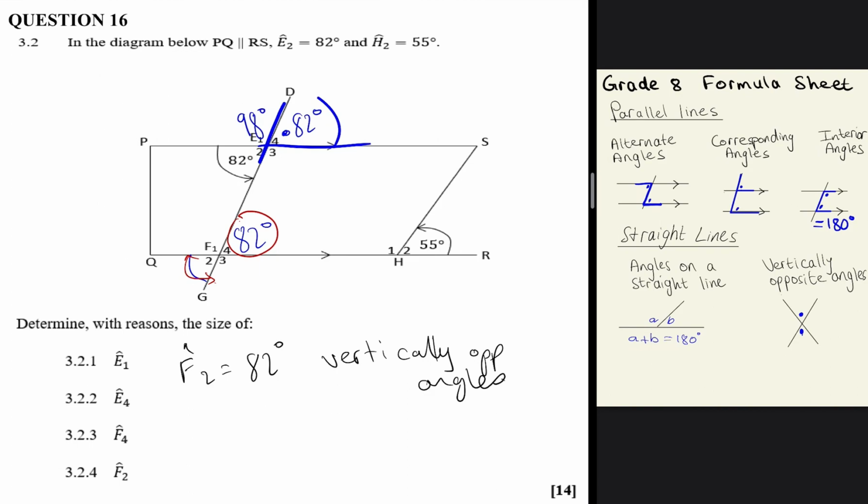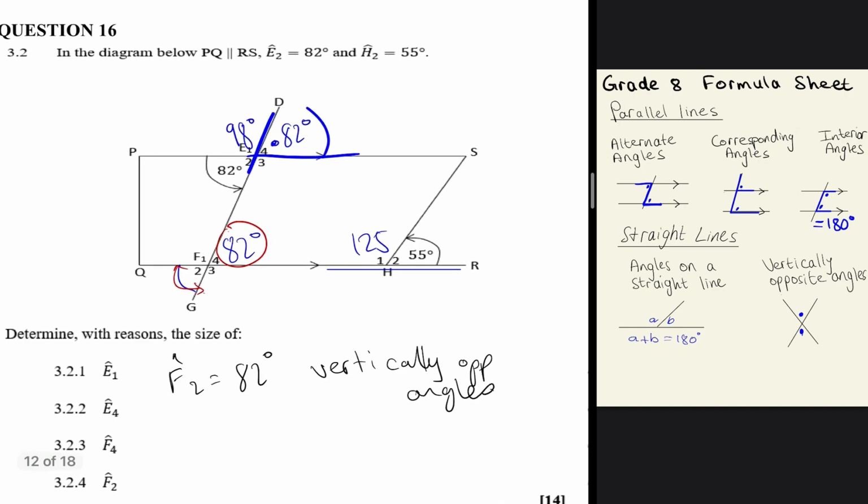They didn't ask H1, but let me just go further. If they would have asked H1, again, H1 lies on this line over here. So this 55 plus this angle over here will equal 180. So H1 will be 180 minus 55, and that will give you 125. And if you look at it back, the 125 degrees plus 55 degrees equals 180.